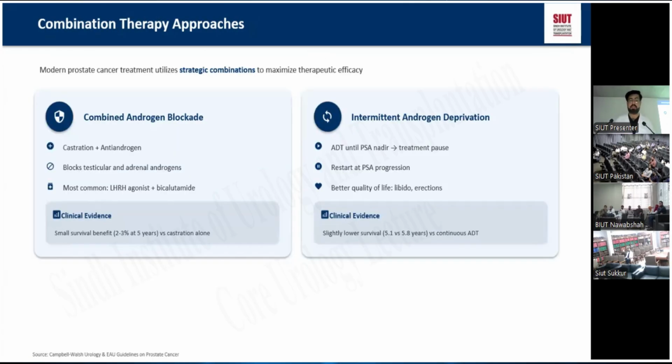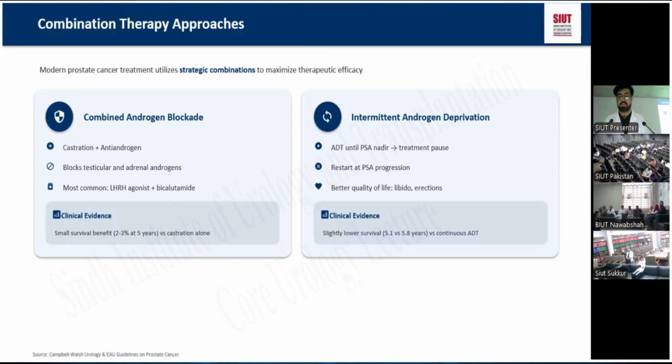So combined therapies approach. Modern treatment utilizes strategic combinations to maximize therapeutic efficiency. So testosterone suppression, that is castration, that's anti-androgen. It blocks the combined androgen blockade. It blocks testicular and adrenal androgens. The most common drugs used are LHRH agonists and bicalutamide, that is anti-androgen. There is small survival benefit with suppression alone, but we still use it.